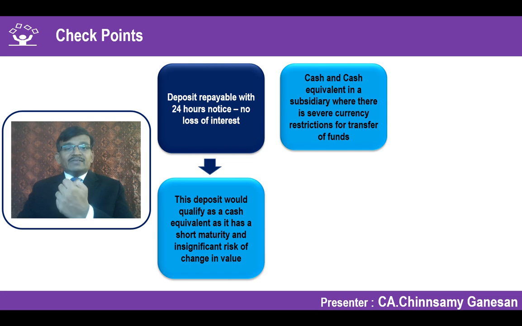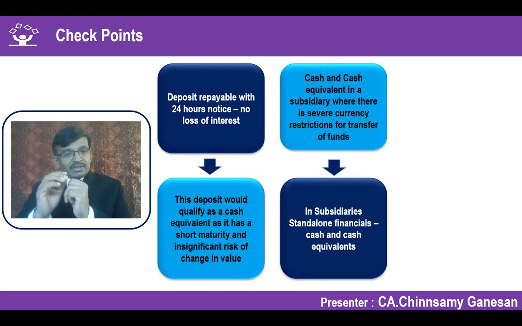Consider cash and cash equivalents in a subsidiary, and assume that the subsidiary has a severe long-term restriction on transferring the funds to the parent company. How should this particular item be treated in the standalone financial statements of the subsidiary? As far as the subsidiary is concerned, it is short-term in nature, readily convertible into cash, and there is no significant risk of change in value. Accordingly, in the standalone financial statements of the subsidiary, it will still meet the criteria of cash equivalent.